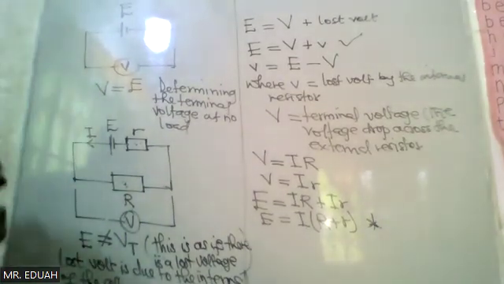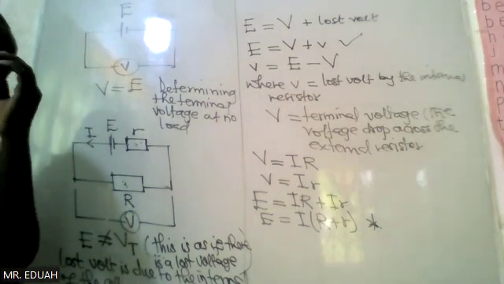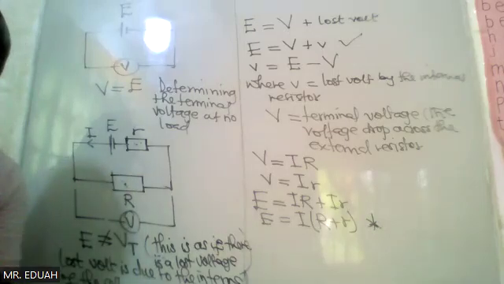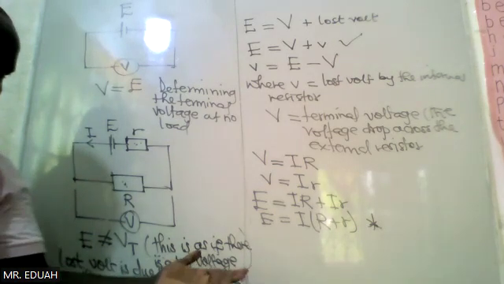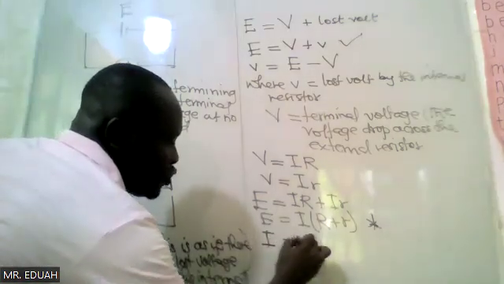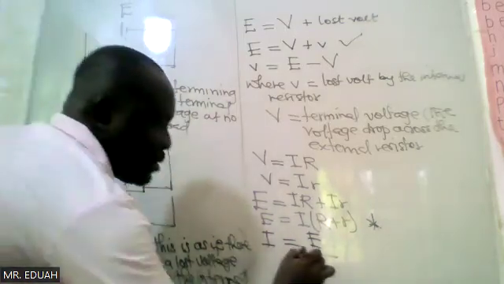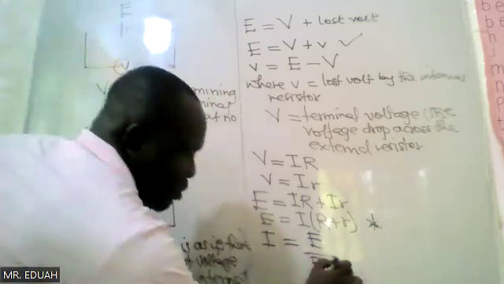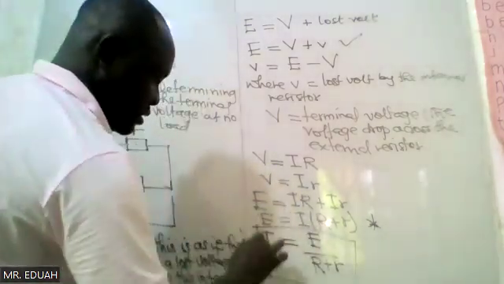We are going to look at a number of batteries, each with internal resistance. How do we find the current? From here, we can also find the current I flowing through the circuit to be equal to E over big R plus small r. This is the expression for the current flowing through the circuit.